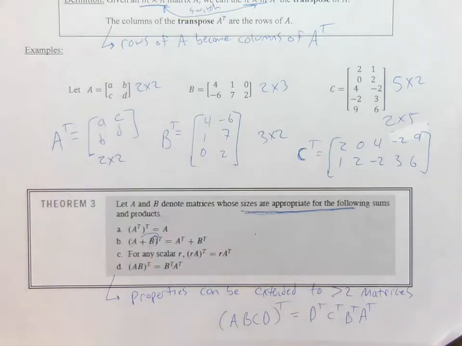Alright. So that wraps up 2.1. 2.1 was all about multiplying matrices, raising them to powers, and talking about transpose. And we're going to extend this a little bit more in the next section, where we talk about the inverse of a matrix.